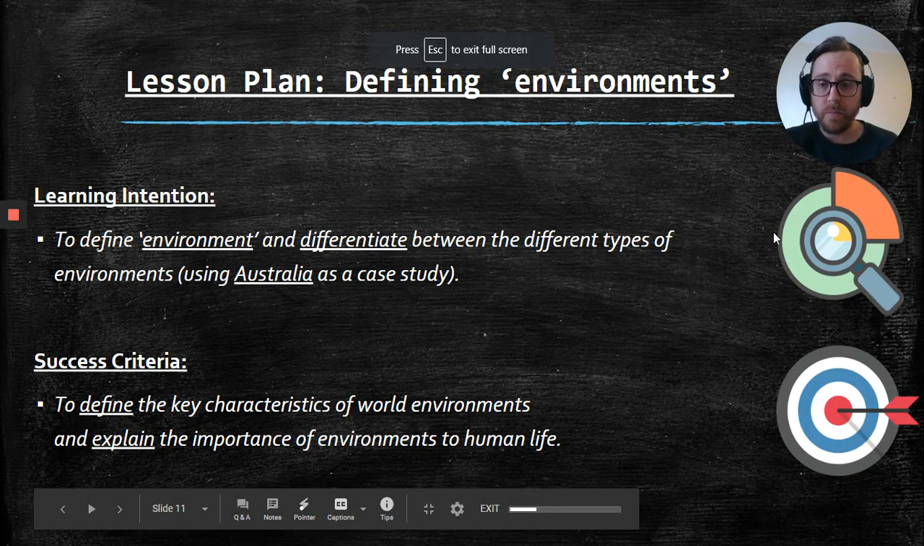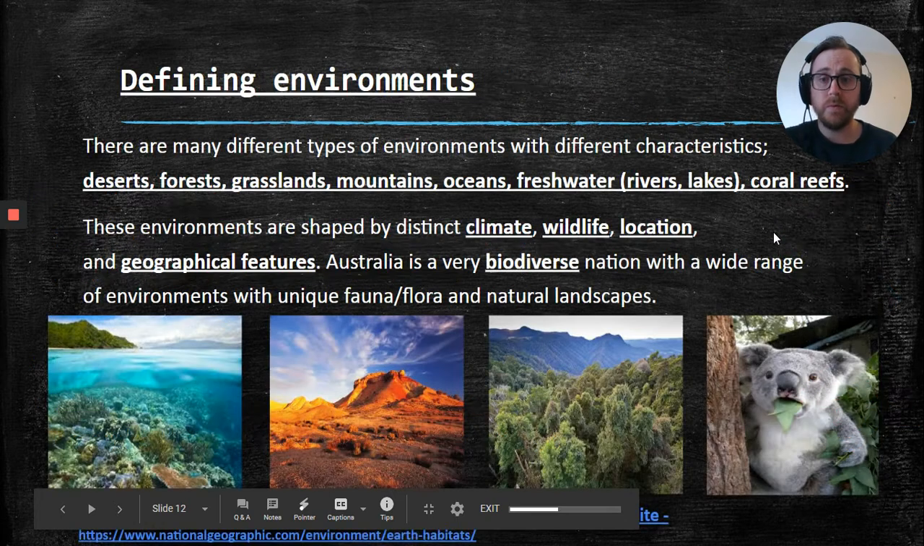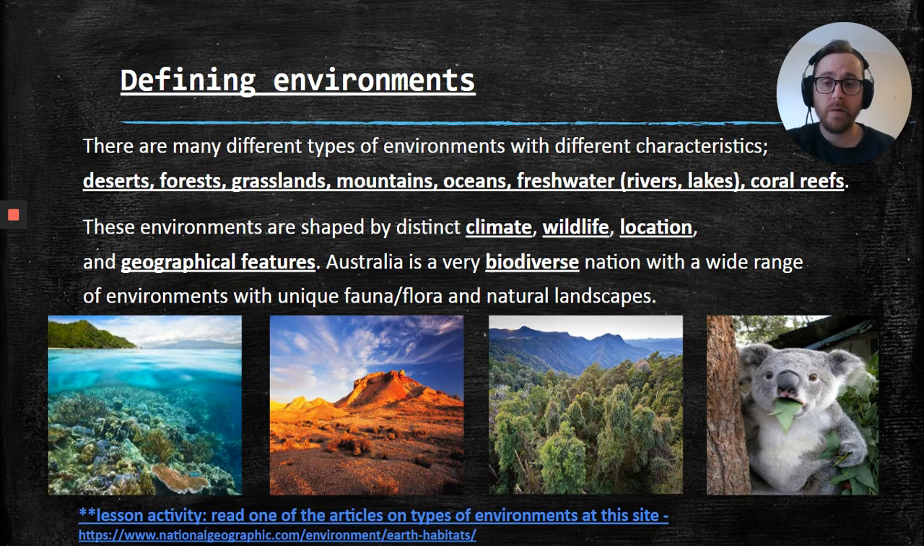Cool, so that's our learning plan. Right, so there are many different types of environments with different characteristics. So deserts, forests, grasslands, mountains, oceans, freshwater, river and lakes, and coral reefs. There's more, that's just all I could fit on my slide.